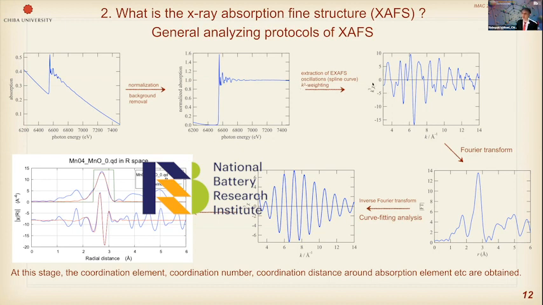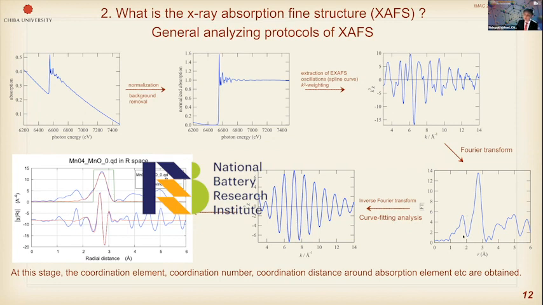The k-cubed EXAFS oscillation was presented here, and this exact oscillation was fully Fourier transformed. You can get radial distribution functions like this. In this case, around 2 angstrom there must be some atoms, and about 3 angstroms there must be other atoms. So, what are these atoms here?